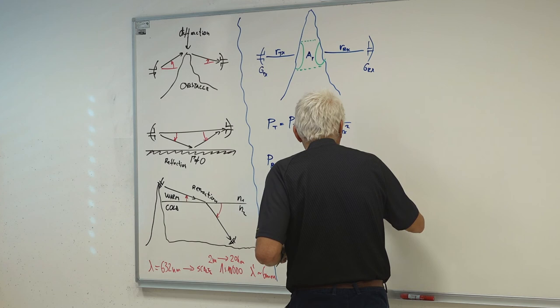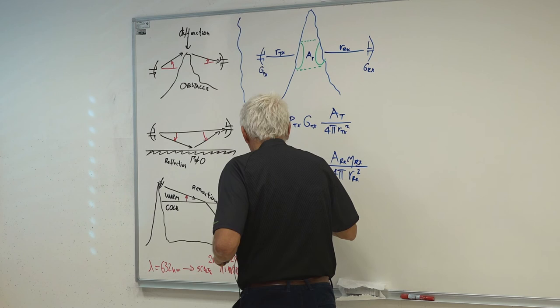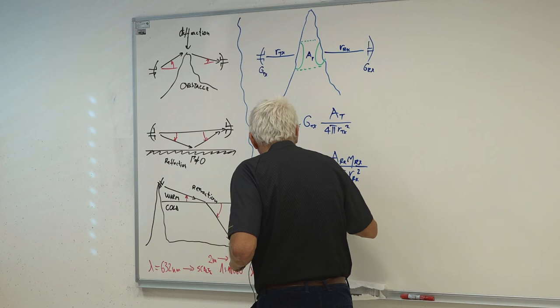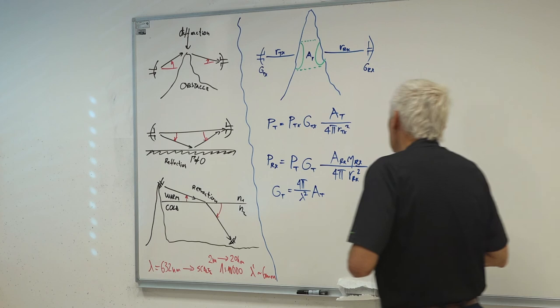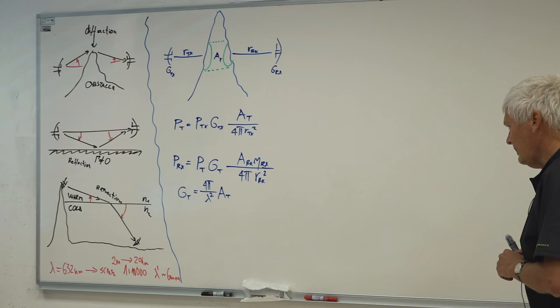Now, what is the gain of the tunnel? The gain of the tunnel is just an aperture. If it's a uniformly illuminated aperture, the gain will be just 4 pi over lambda squared, times the area of the tunnel, with no additional losses. So we have all the equations now on the board. I could also replace this area of the receiver with the gain of the receiving antenna.